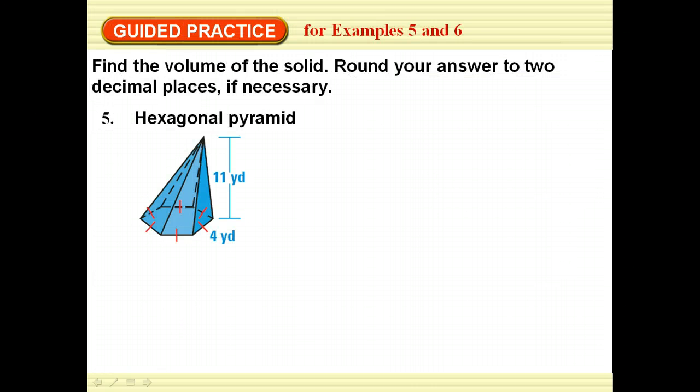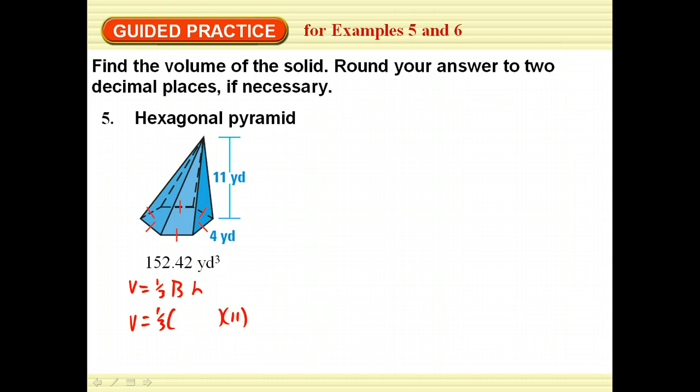So here's one for you to try. This one is a little more difficult. You're going to have to think back on finding the area of that hexagonal base. You end up with 152.42 cubic yards. Now let's see how we got that. Remember what I need. I need my volume is equal to 1/3 the area of the base times the height. So I've got 1/3. I need to find the area of the base. It gives me the height.